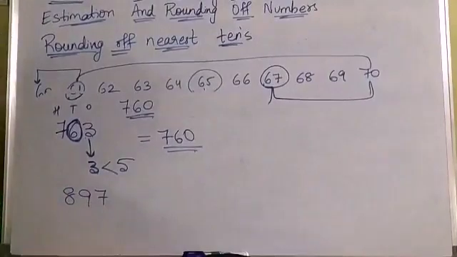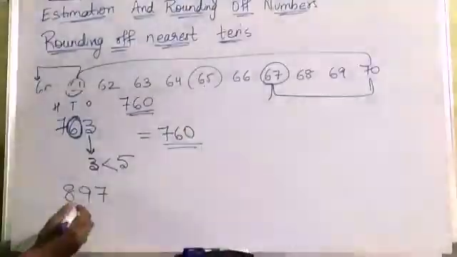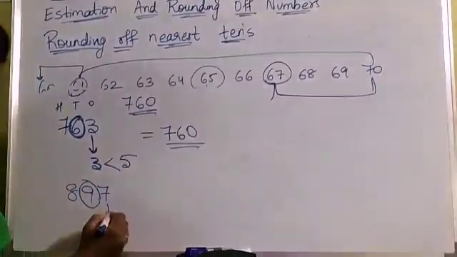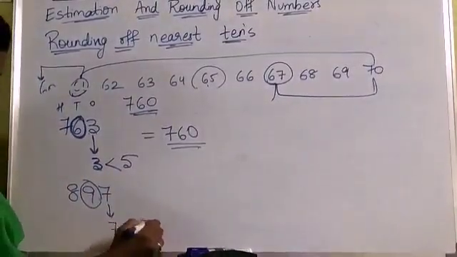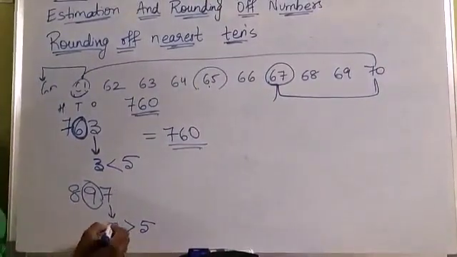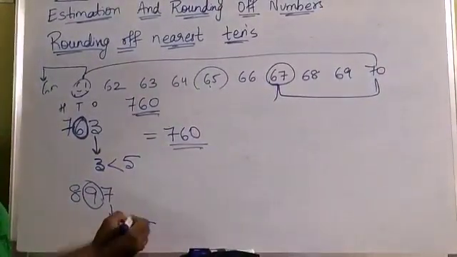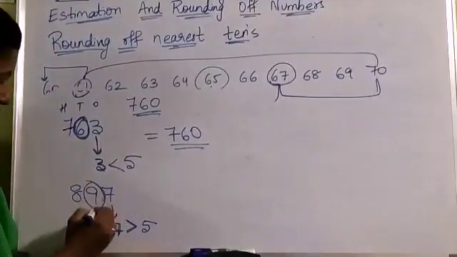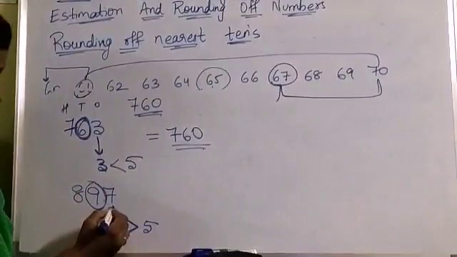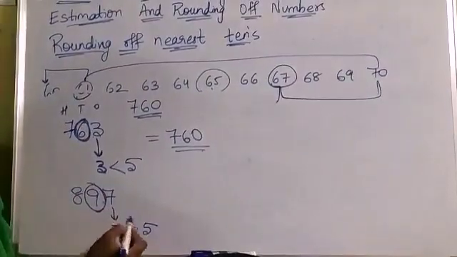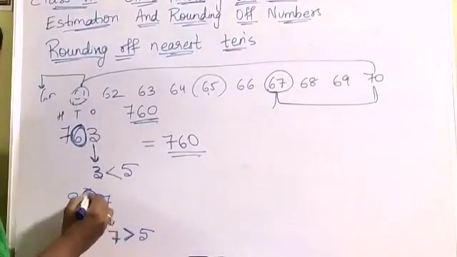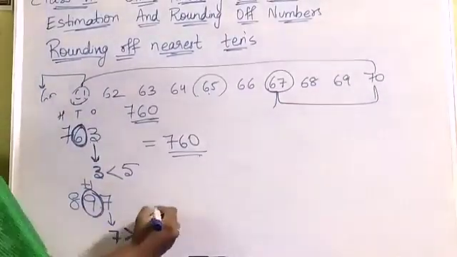897. Nearest to tens. Here the tens place we should round off. Next number is what? 7. 7 you compare with 5. Here 7 is greater than 5. If this number is greater than 5 or equal to 5, then you should add 1 to this rounded number. Once again I am repeating. If this number is greater than 5 or equal to 5, then we should add 1 to this rounded number. So how much will you get here?